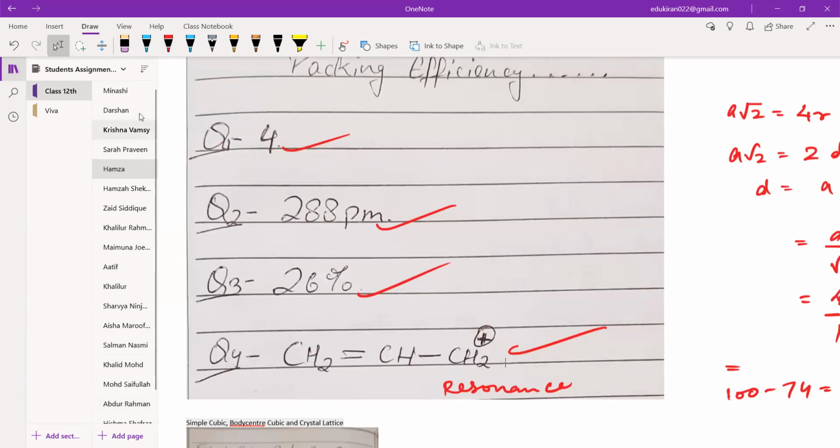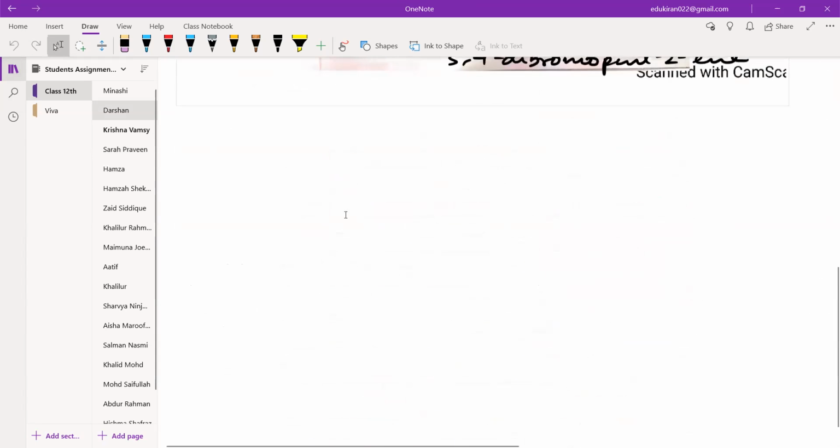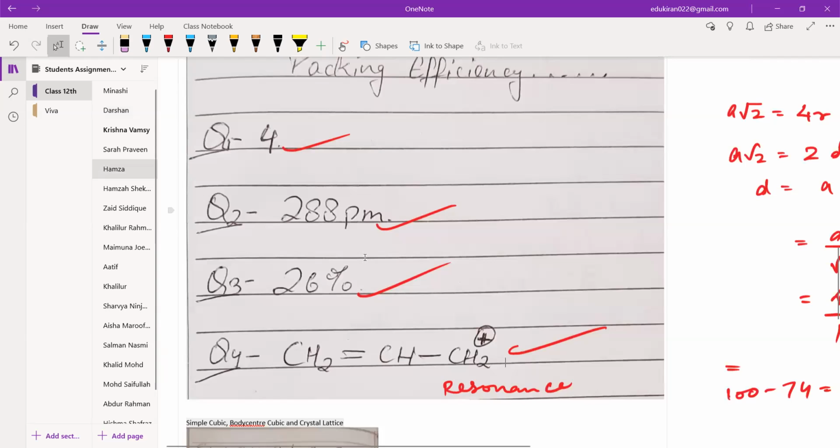Hiba, you have also submitted the assignment? Yes, Hiba. No, sir. No, why not? Hiba, what happened? I didn't get time. Okay, but schedule your time, right? You had one week, you could have done it, there were only 4 questions. So obviously, I think you could have found some time.